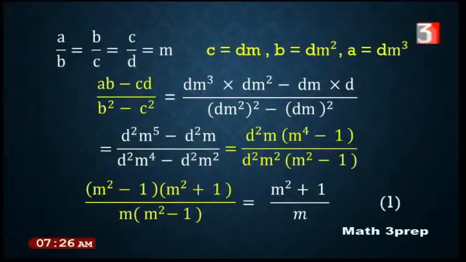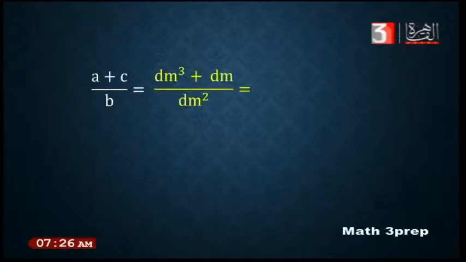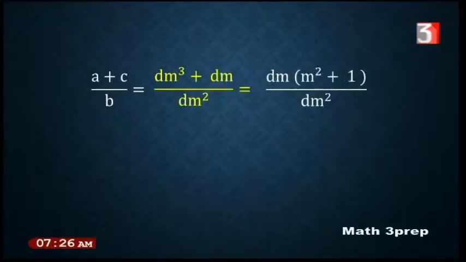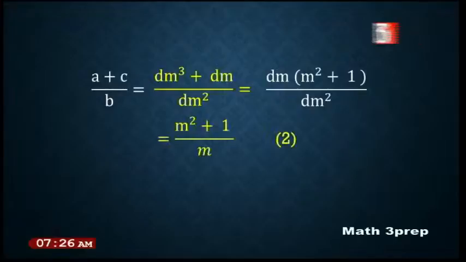By taking the other side, which is a plus c over b, by substituting for a as dm to the power of 3 plus c as dm, over b, which is dm to the power of 2, and taking the highest common factor from the numerator, dm, so it is m to the power of 2 plus 1 over dm to the power of 2. By reducing, you are going to obtain a result as m to the power of 2 plus 1 over m. And this is called number 2.